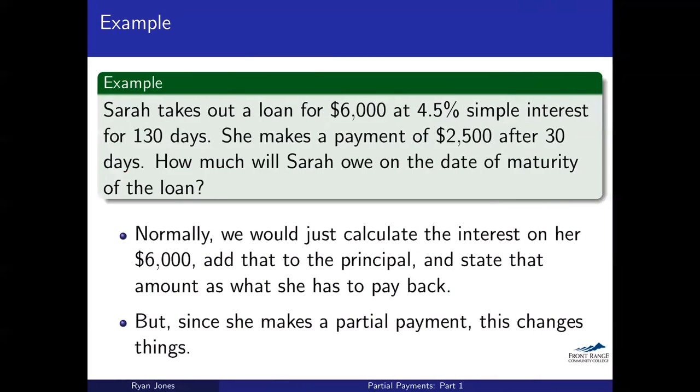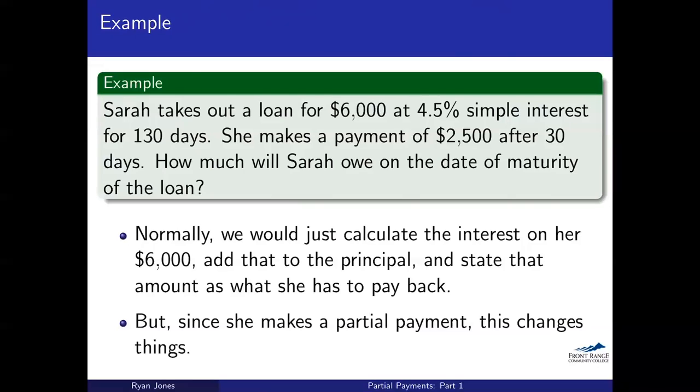So as you could presume, normally we would just calculate the interest on her 6,000, add that to the principal, and then just say, hey, that's the future value. That's just how much you have to pay back. You borrowed $6,000, but then there's a bunch of interest that gets added onto that. And so you've got to pay that back. But instead of paying it all back after 130 days, which is the date of maturity, she pays back part of it after 30 days. So that complicates things.